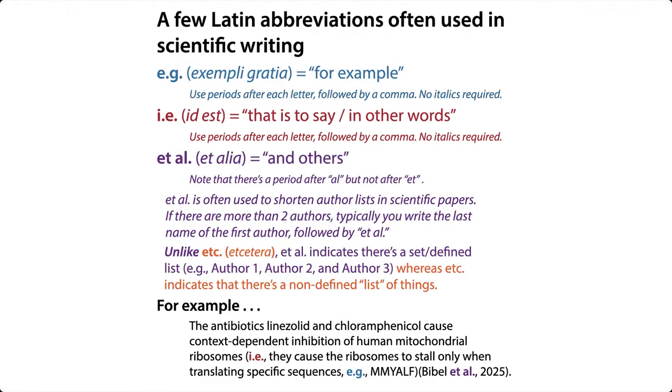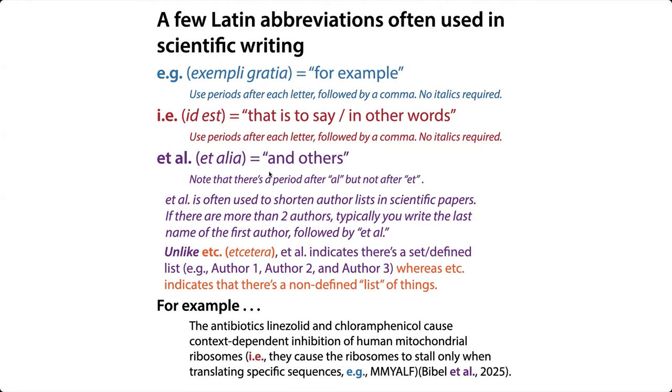So let's talk a little about when we can use etc. and when we can talk about and others. So et al. and etc. Et al. stands for et alia, and etc. stands for et cetera. Both of those are abbreviations, so they should have a period after them. Et, however, is not an abbreviation. That's a full Latin word. And so you put the period after al, but not after et.